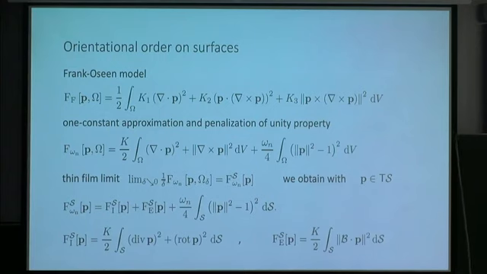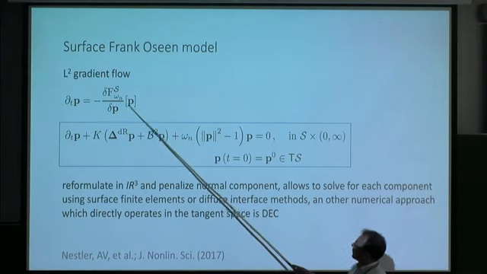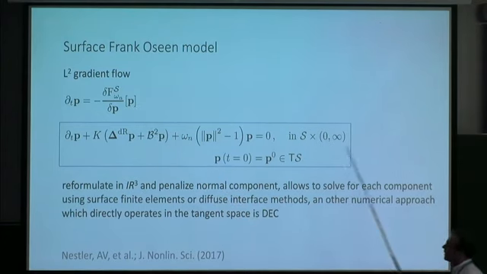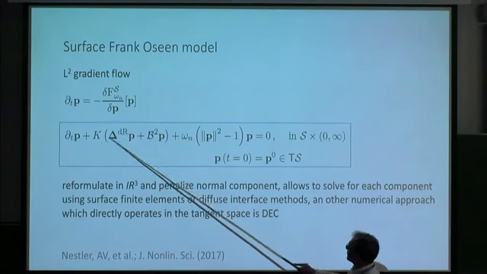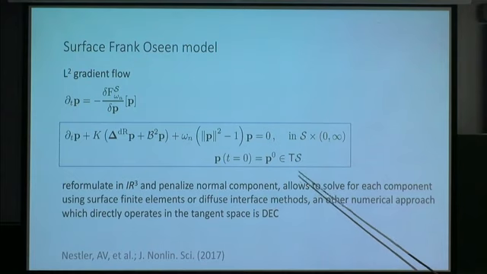And then with this energy I can define a gradient flow, now an L2 gradient flow on the surface, and what I get is this vector-valued surface PDE for the tangential director field P, where we have here the Laplace-Beltrami operator, the shape operator, and the penalization term. And now, the question is how to solve this. There are not too many theories around this. So in this paper, we compared 4 different ones we came up with.